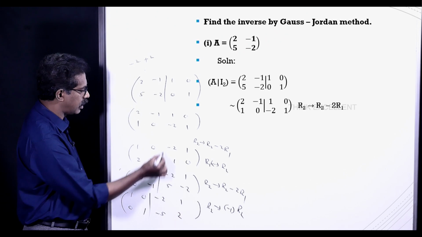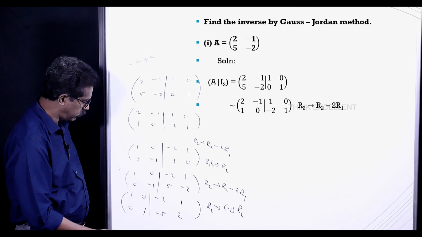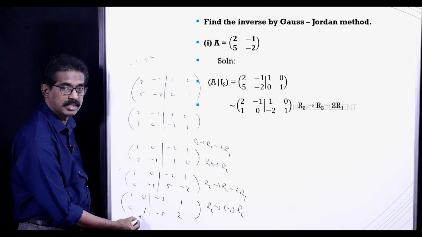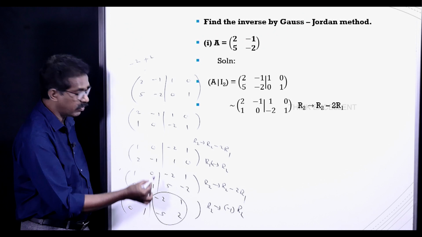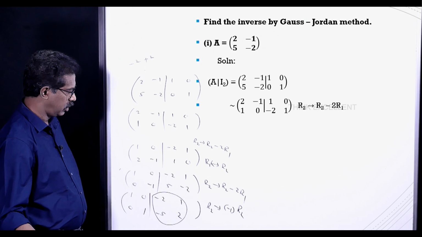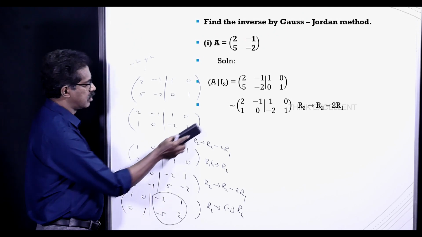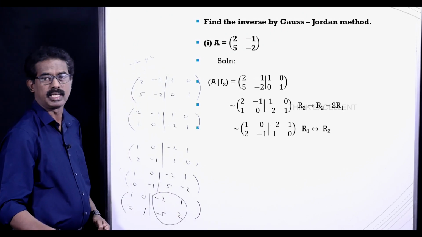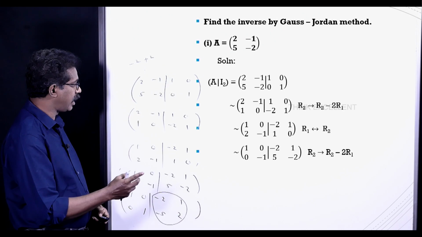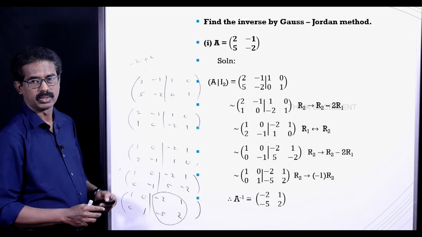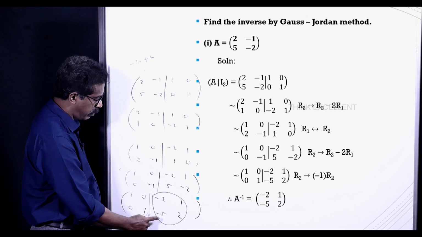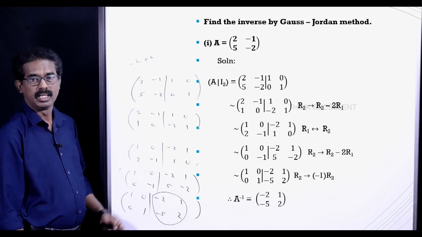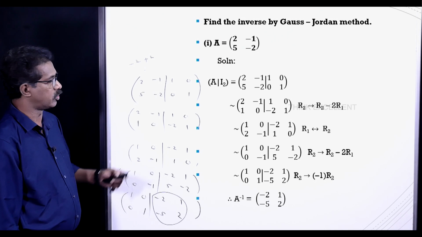Just draw a line here after two elements. Now this is the identity matrix, right? This is the identity matrix. What you get here, this is the inverse of A. Okay, so like this you can find the inverse. But when you do the 3 by 3 questions, it takes some time, so you have to do it very carefully. Okay, so in this case you are getting minus 2 1 minus 5 2, and that is the A inverse. Okay, hope you understood this.